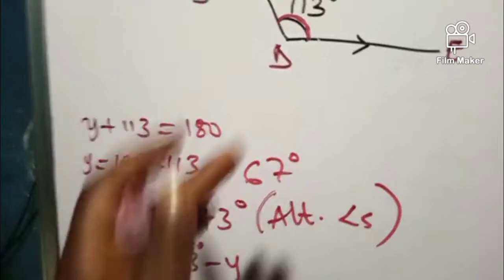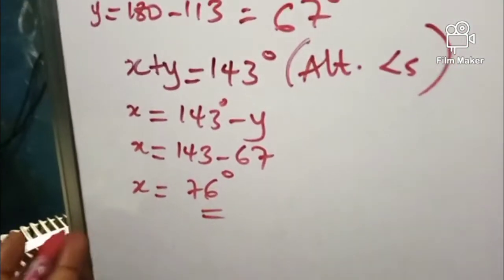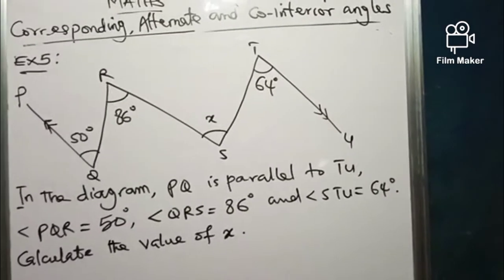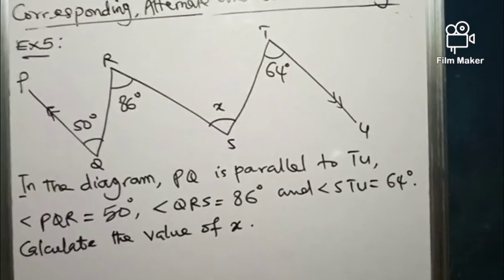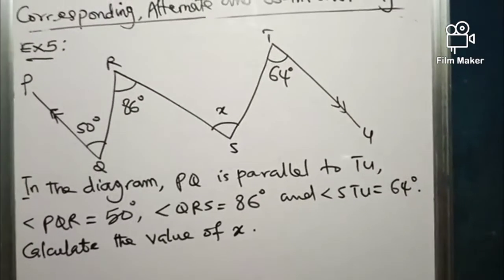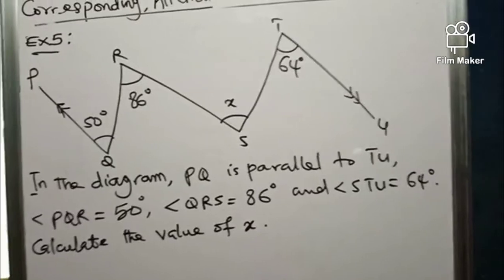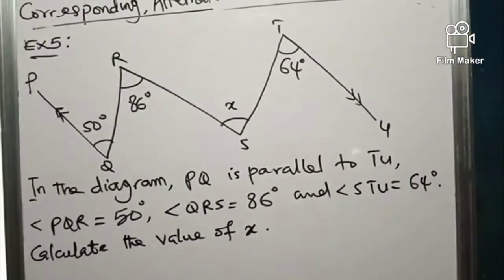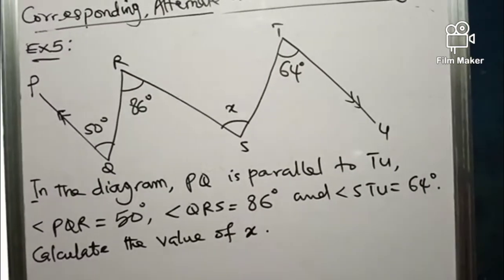So then if you have gotten y, just substitute for y and it will give you the value of x. The last example that we're going to do under this subtopic is example 5. If you look at the figure, you will see that PQ is parallel to TU. Not only that, angle PQR is equal to 50 degrees. Angle QRS is equal to 86 degrees.